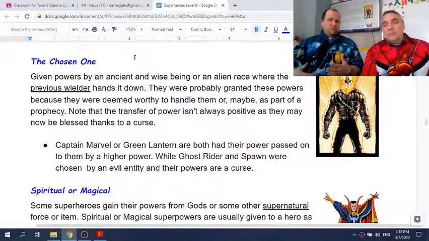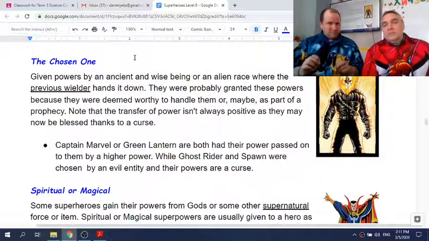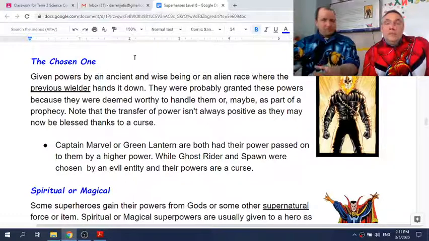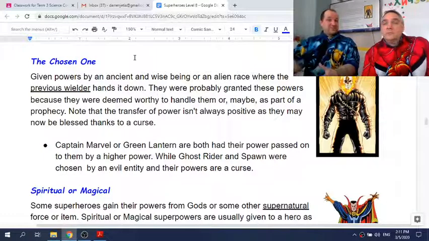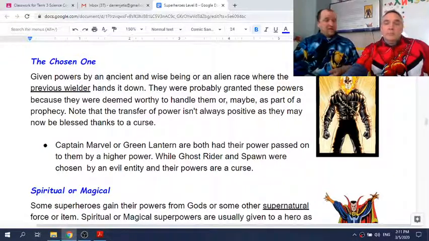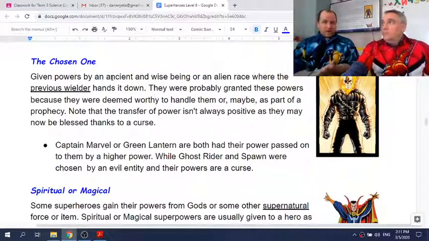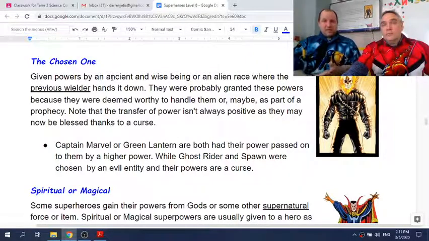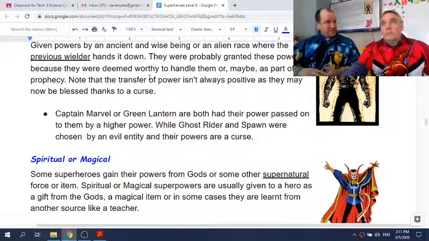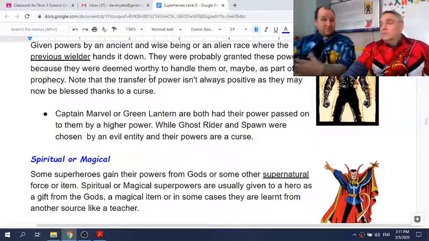A curse is bad. What we have here is characters like Ghost Rider and Spawn, who were chosen by the devil to do the devil's bidding, but because they were good people, they took their curse and used it for good, thus becoming superheroes instead of super villains. Right? One that's not in our list here, Shazam. If you watch Shazam, Billy was chosen by the seven magicians, right? He was chosen and given the power of Shazam.